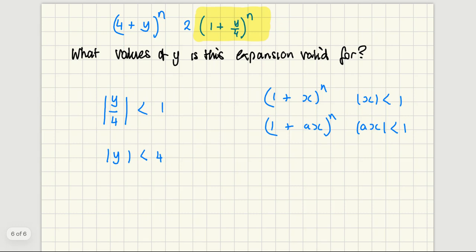Well, that's why I put the absolute values. Oh, okay. So you could write it like this. Is that what absolute values means? Positive or negative? Yeah. Okay. It's the distance from 0, isn't it?